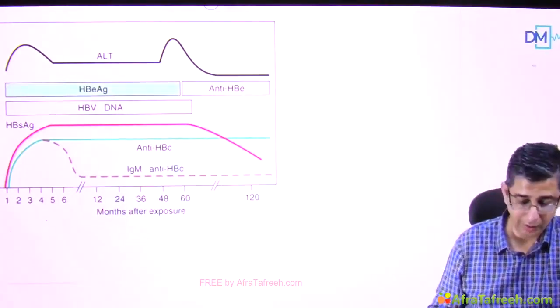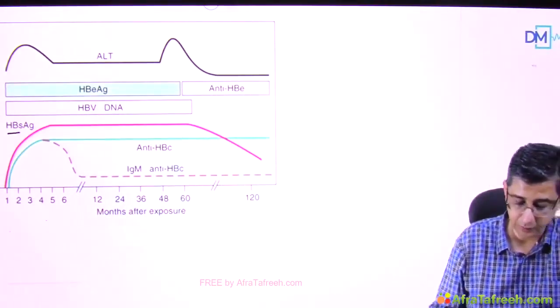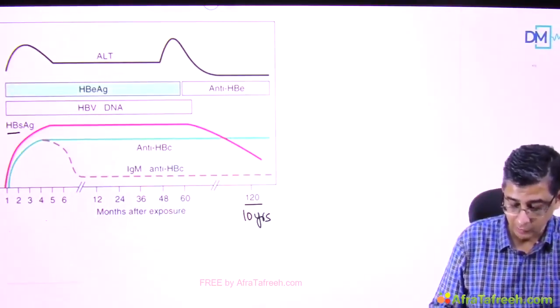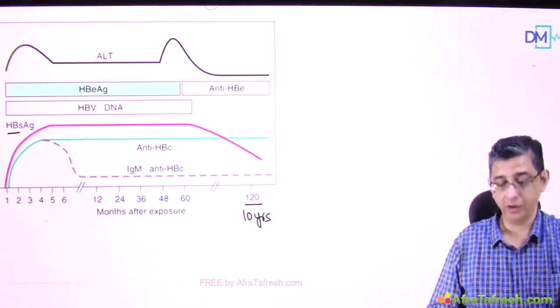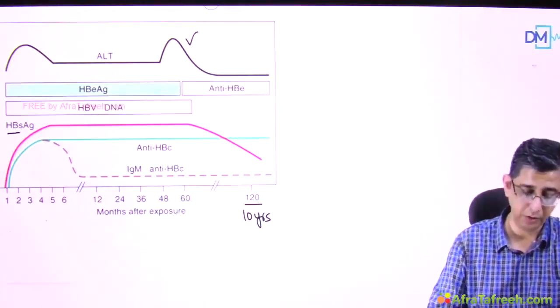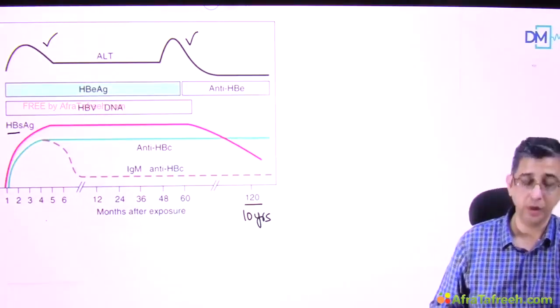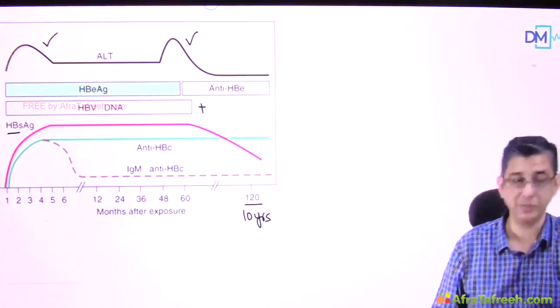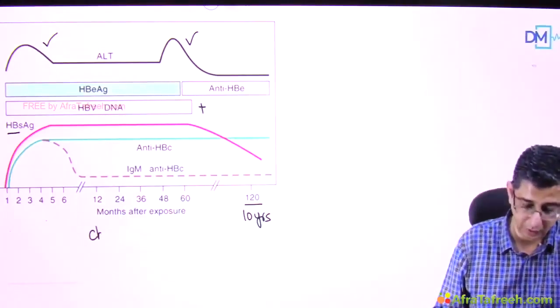You can notice that here the surface antigen of the patient is positive for years. I mean, 120 months is going to be like 10 years. So either it's going to be a case of carrier or it's going to be chronic hepatitis B, and you can notice the elevations of the liver enzyme occurring in the patient. The hepatitis B DNA is detectable in this patient. So this tells you that this graph represents chronic hepatitis B.